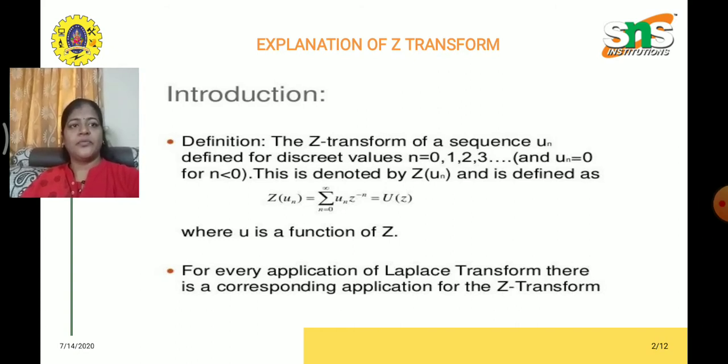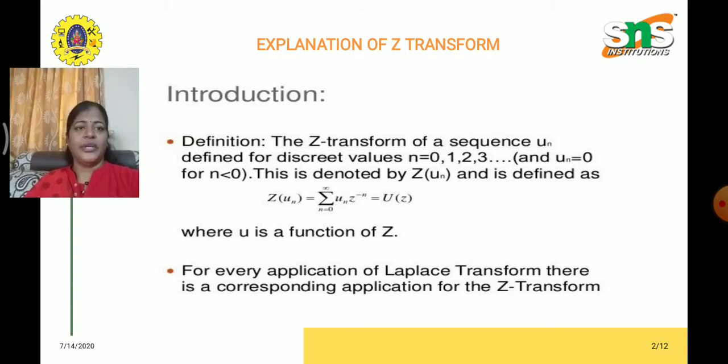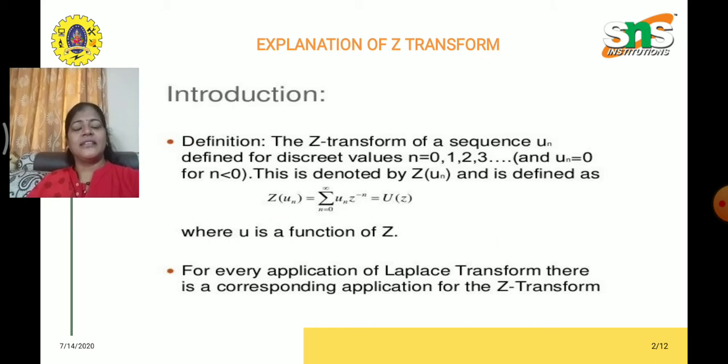The Z transform of a sequence u(n) defined for discrete values n equal to 0, 1, 2, 3, etc., and u(n) equal to 0 for n less than 0, is denoted by Z of u(n). Z is denoted by Z transform. For sequence u(n), it is defined as Z of u(n) equal to summation n equal to 0 to infinity u(n) z power minus n, equal to U of z, where U is a function of z.